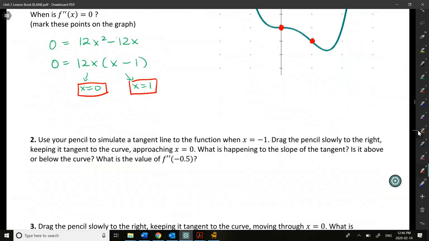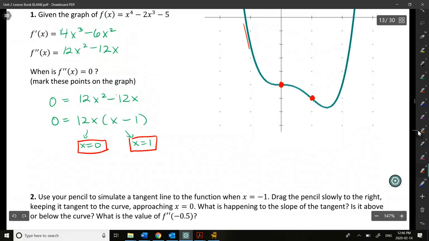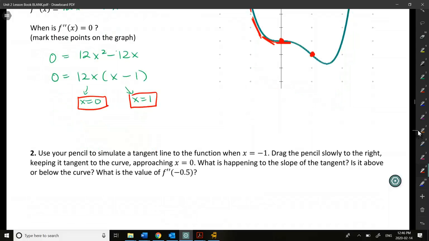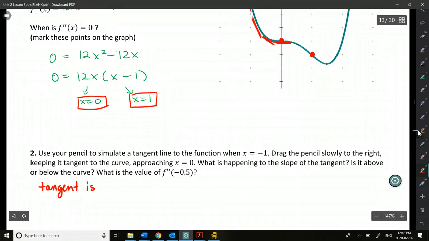So use your pencil, and we're going to see if we can use our pencil as a tangent line when x equals -1 and approach 0. We'll start here, and then move our pencil along. Once we get to 0, we should see that the slope of the tangent is changing as we move along. What did you guys notice about the slope of the tangent? Yes, it's negative, and it's increasing.